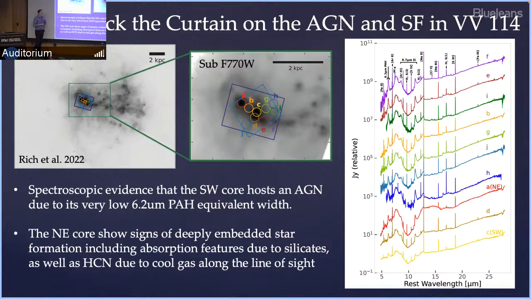Maybe these two, the northeast and southwest, both are not AGNs. They could be just very deeply embedded star-forming clusters. The possibility remains that the southwest could also be very deeply embedded. The PAH ratios and equivalent widths seem to suggest otherwise, but I agree with you that it is still a possibility.